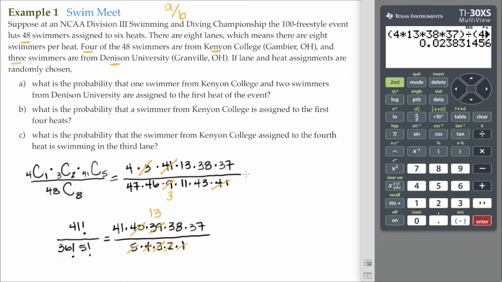And we have approximately 0.0238, and we will go by 4 decimals as a decimal. Of course, we know that as 2.38%. So what is the probability that one swimmer from Kenyon College and two swimmers from Denison University are assigned to the first heat of the event? Approximately 2.38%.